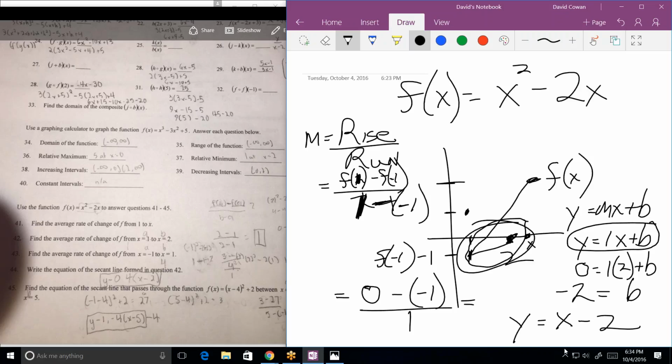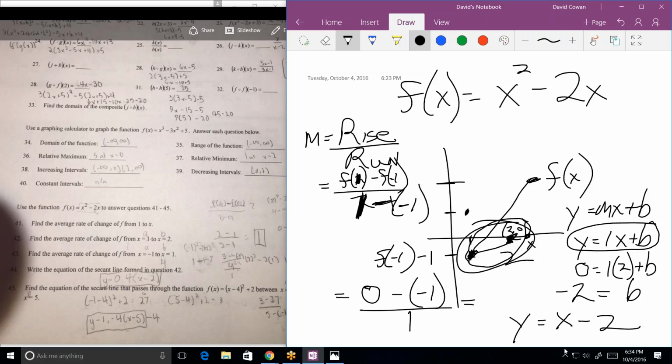I could have picked that point. I could have picked that point. I know that when x was 1, f of x was minus 1, so I could have easily picked that point. But the point here is a little easier. I know that when x is 2, y is 0, so the coordinates of that point are 2, 0. Plug it in and solve for b. So if it doesn't go to the y-axis, you can still figure out the equation of the line. You just have to do it a little differently.